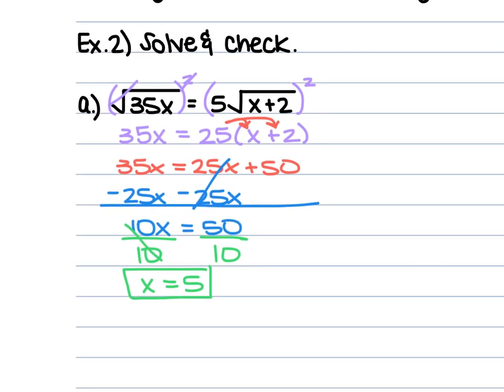If you plugged the 5 in, the 35 times 5 is going to leave you with 5 square root 7. Then the other side is going to be 5 square root 5 plus 2, which is 5 square root 7. So both sides are going to equal the same thing.